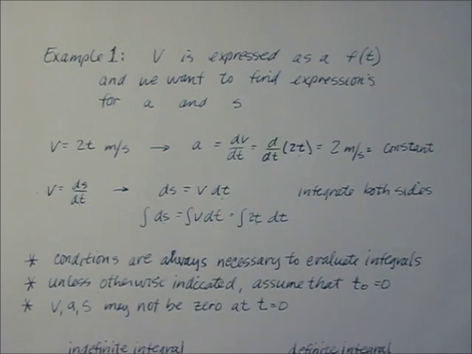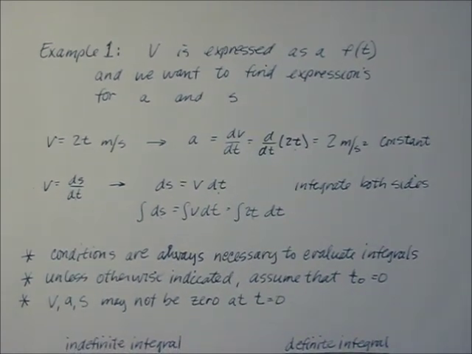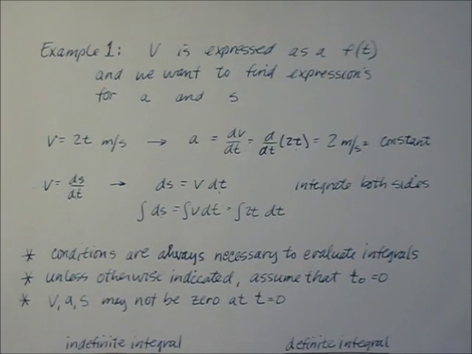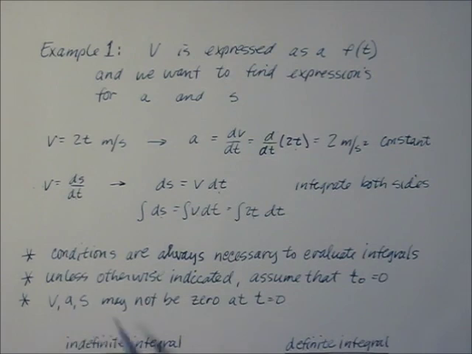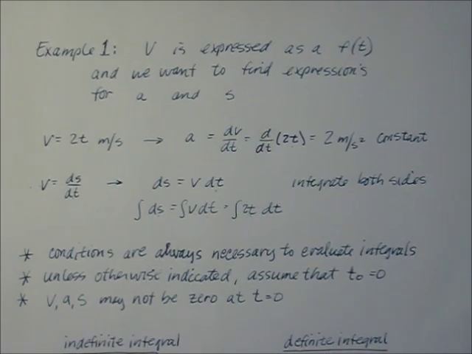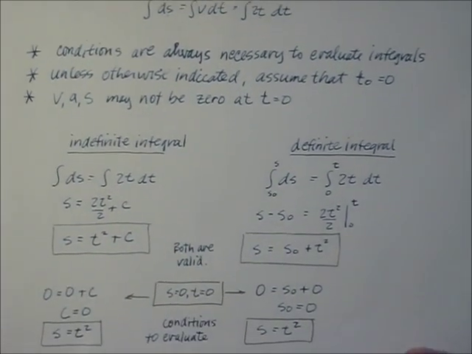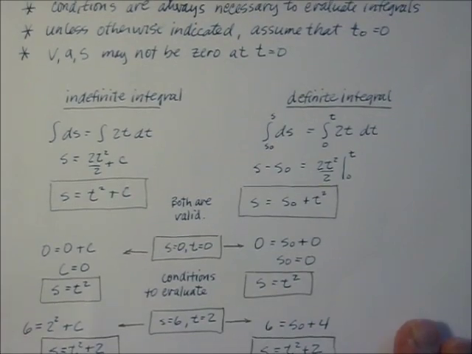Now when we take integrals, we know that conditions are always necessary to evaluate integrals. Unless otherwise specified, assume that t0 is equal to 0. In other words, time begins at 0. However, velocity, acceleration, and position may not be 0 at time equal to 0. So you need to watch for what these are at whatever time they're defined in the problem. But time will always begin at 0. And we can use either a definite integral or an indefinite integral approach when evaluating these things.